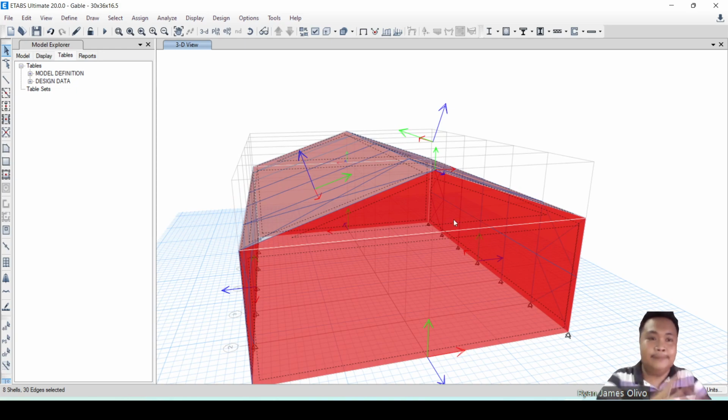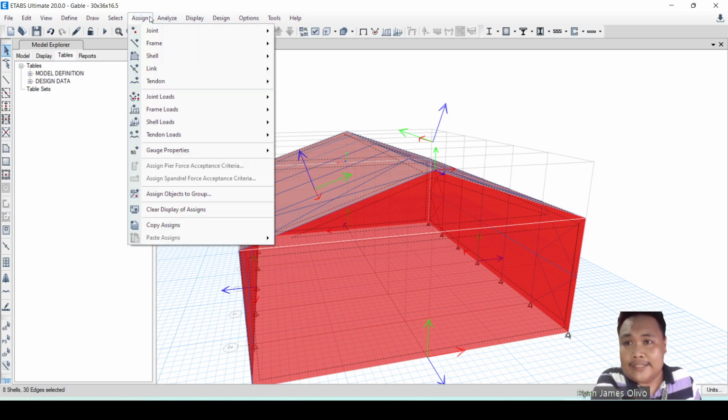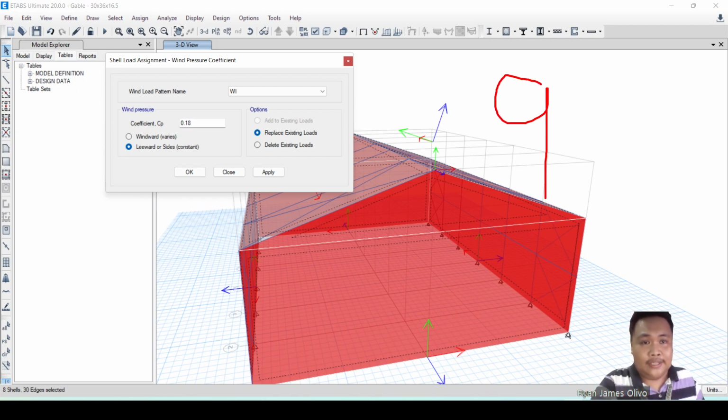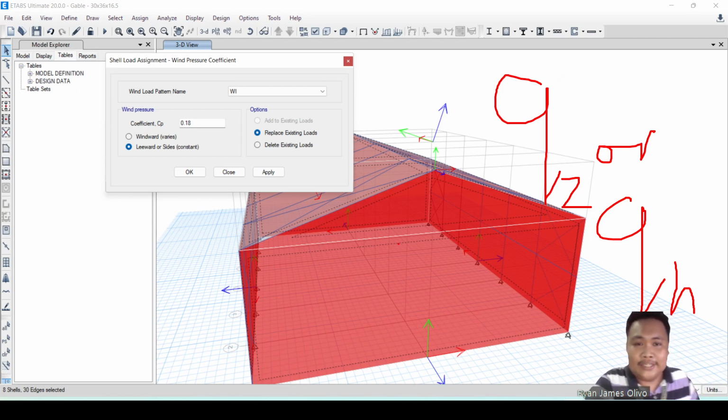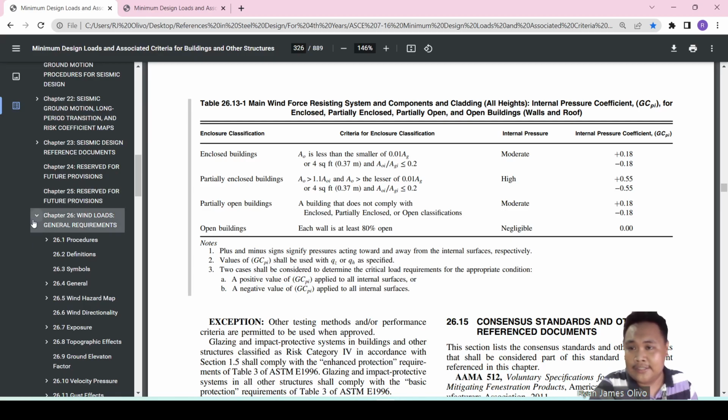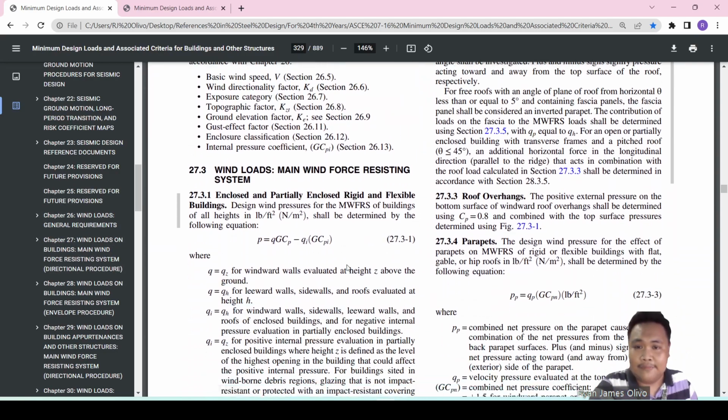As you can see here, we'll just input, assign shell loads, wind pressure coefficient, then WI. Now, this WI, as you can see in ASC and NSCP, it uses either QZ or QH. But ASC has said that we can use QH conservatively. So, in order that we consider everything as the same, let's try using only QH. So, I will show you the provisions here. It is here in chapter 27. You can see this is the provision here.